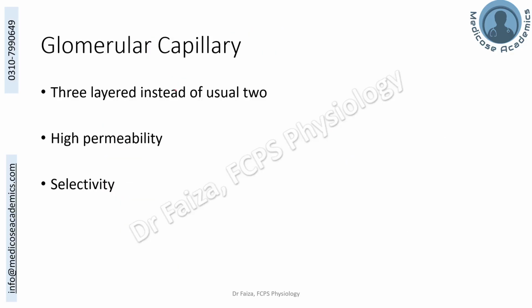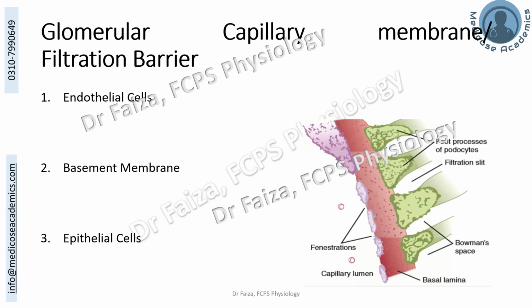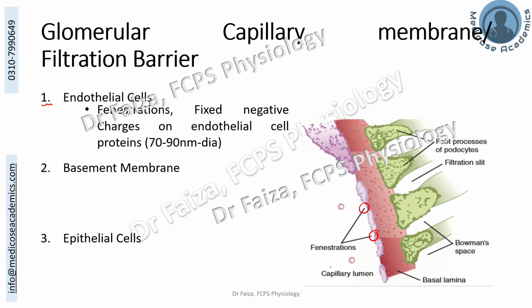If we look into the detail of the glomerular capillary, it is made up of 3 layers which are offering high permeability, yet selectivity to the movement of substances across the capillary. The 3 layers include the capillary endothelial layer, the innermost one. In between the capillary endothelial cells, you can appreciate these fenestrations. These fenestrations are carrying fixed negative charges on the endothelial cell proteins, and the size of these fenestrations is approximately 70 to 90 nanometer diameter.